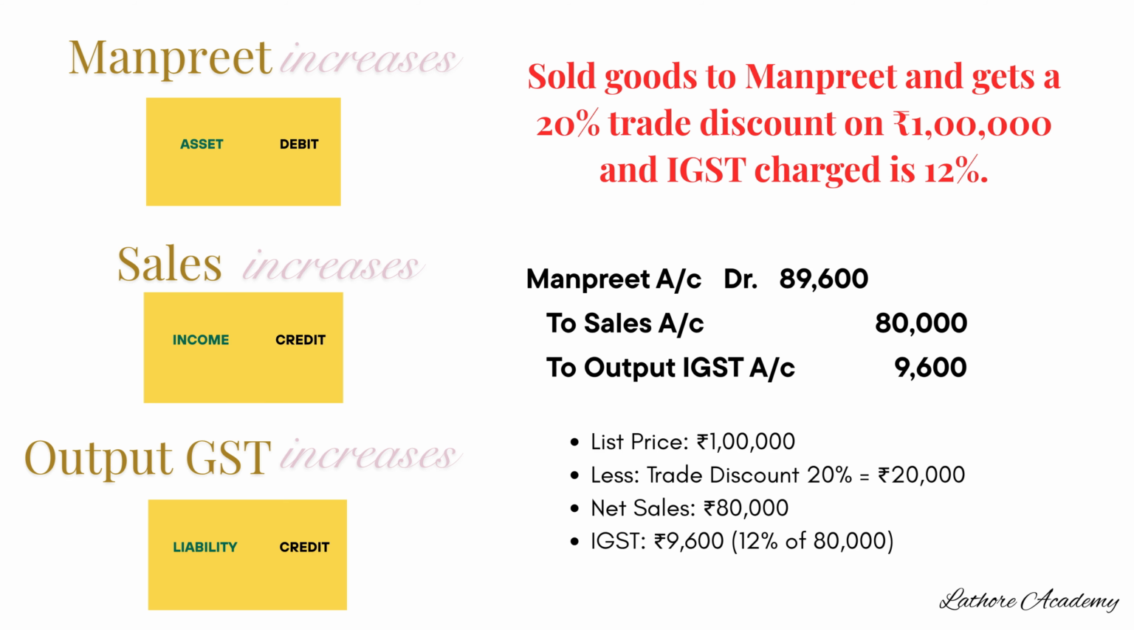Manpreet account being an asset, a debtor which is increasing, we have to debit. Sales being a revenue which is increasing, we have to credit, and IGST is an output tax which is a liability, we have to credit. So this is how we have to pass journal entries for output GST when there is an interstate transaction.